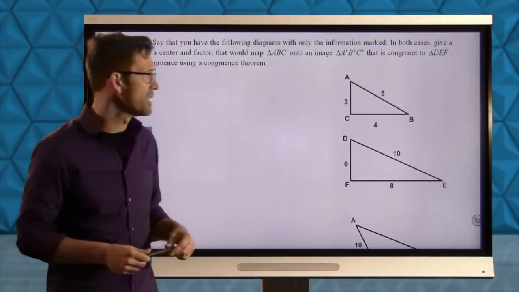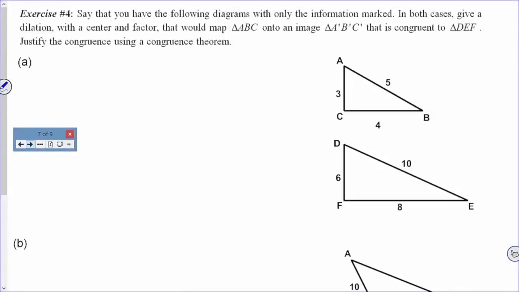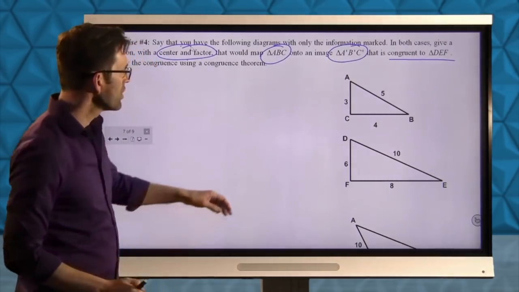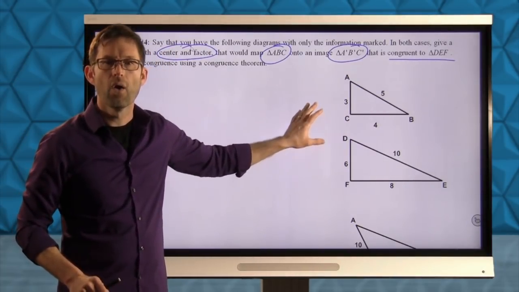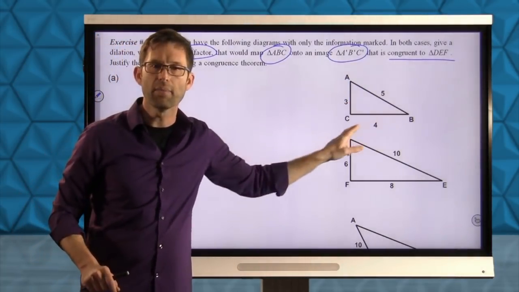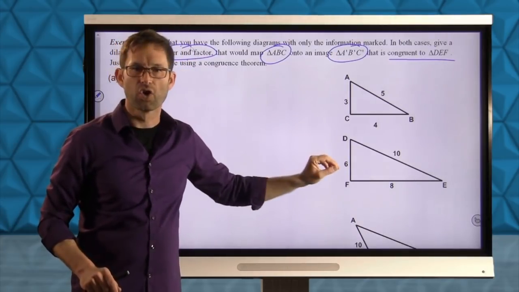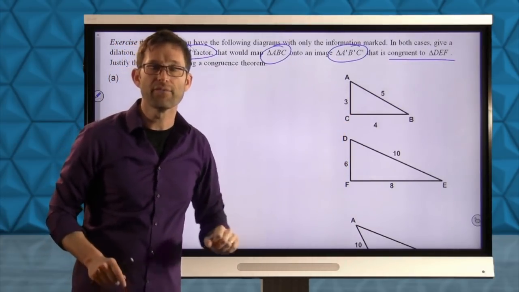Let's get at that in exercise number 4. Say that you have the following diagrams with only the information marked. In both cases, give a dilation with a center and a factor that would map triangle ABC onto an image of A prime, B prime, C prime that is congruent to DEF. All right. So here, right, we've got a side-side-side scenario. All right. What dilation of triangle ABC would make it congruent to triangle DEF, and why?